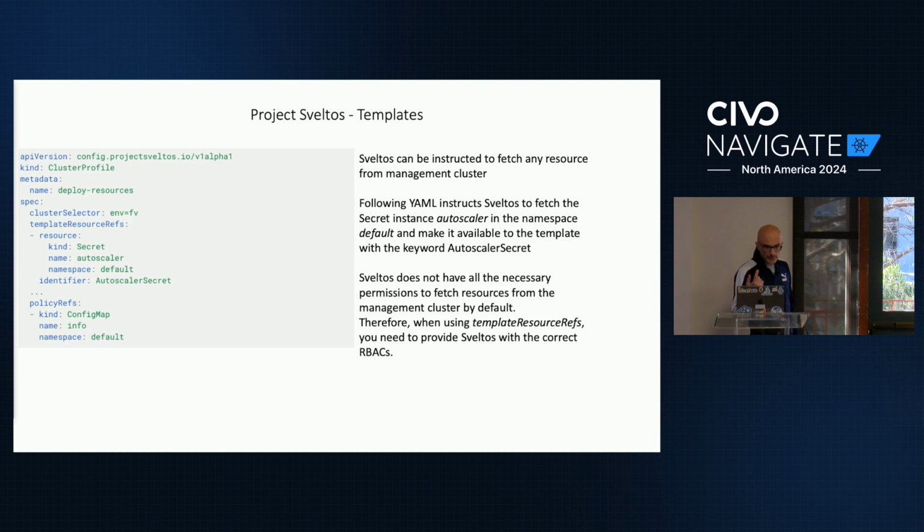In this case, what I'm asking Sveltos is, I want you to deploy the content of the config map in the namespace default called info. But before you deploy this config map, I want you to fetch a secret which is present in the management cluster. The template resource ref contains the resources that I want Sveltos to fetch from the management cluster. And in this case, I'm asking Sveltos to fetch a secret in the default namespace called autoscaler. And I want you to identify this resource as autoscaler secret.